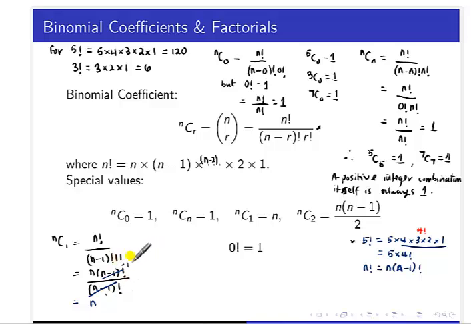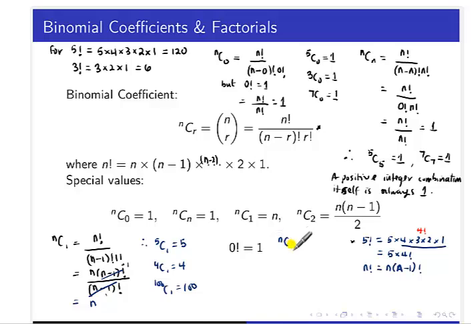So a positive integer combination 1 is always that positive integer. It follows that 5 combination 1 is 5. If we have 4 combination 1, then it's 4. If you have 100 combination 1, then it's 100. Now let's try the last one here together.